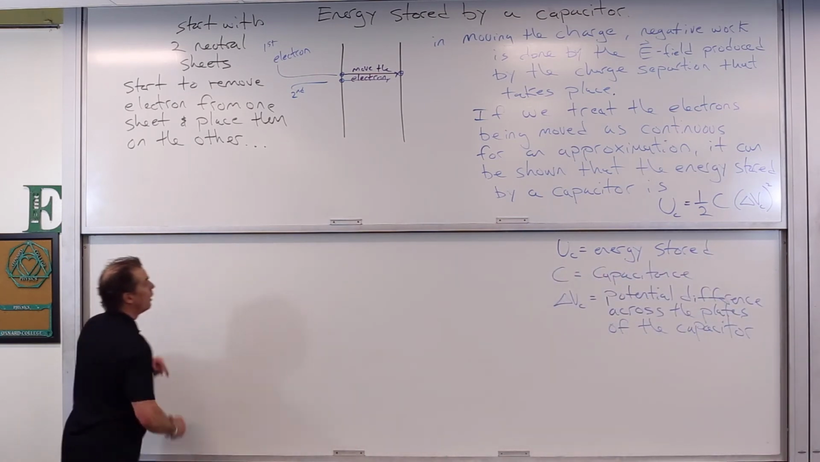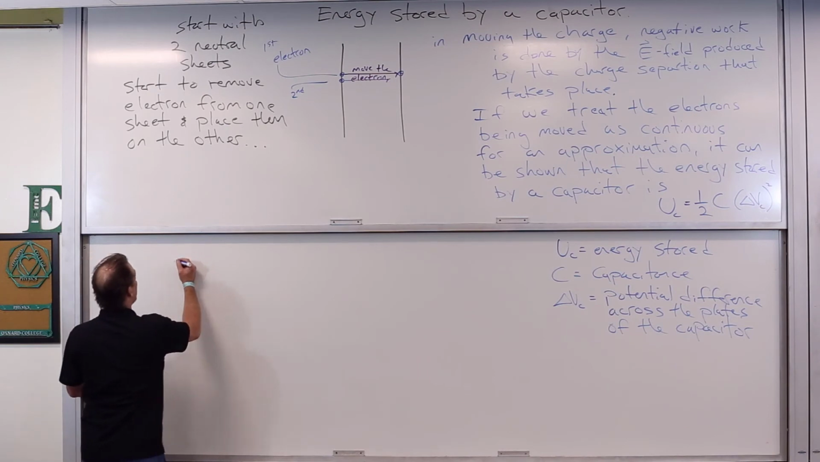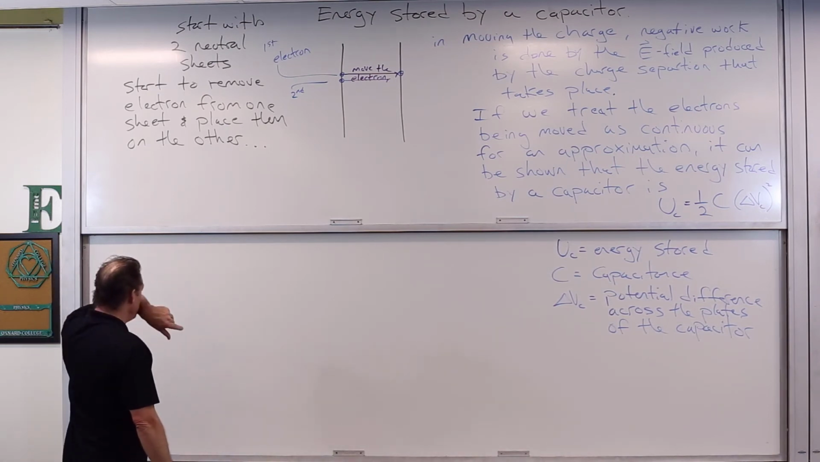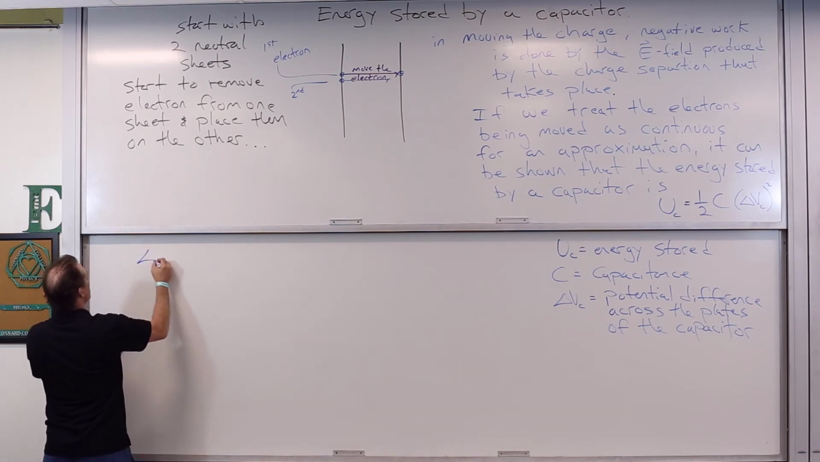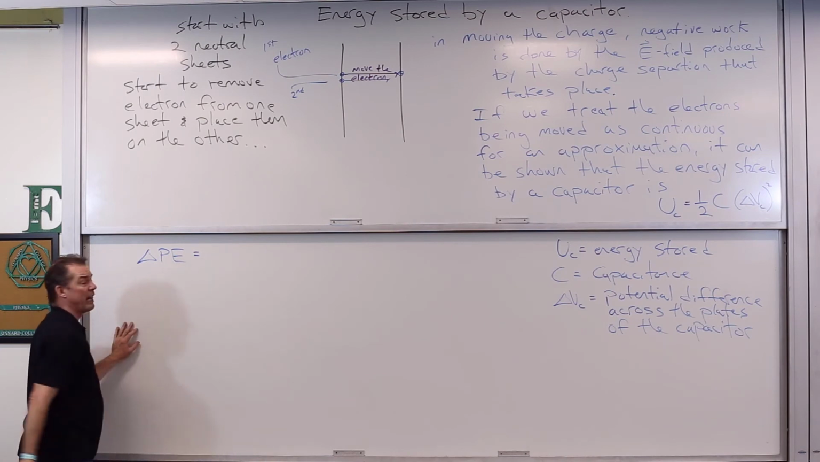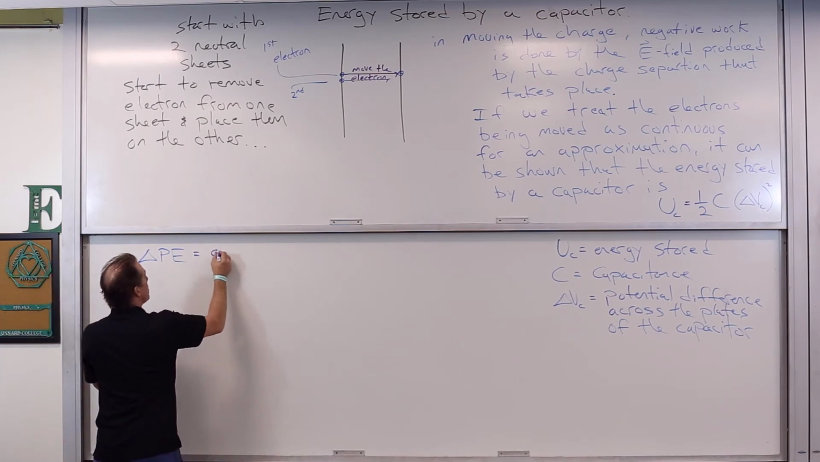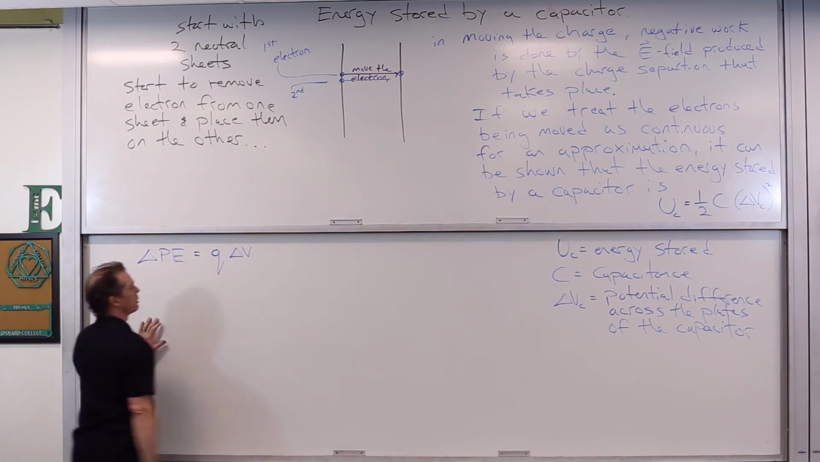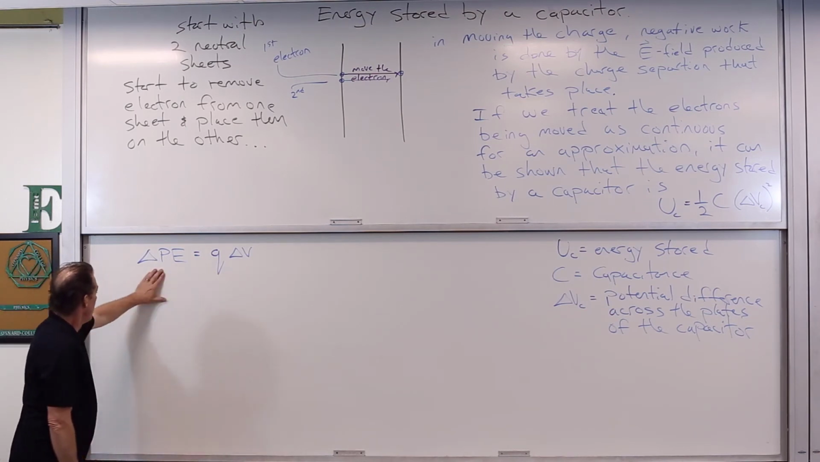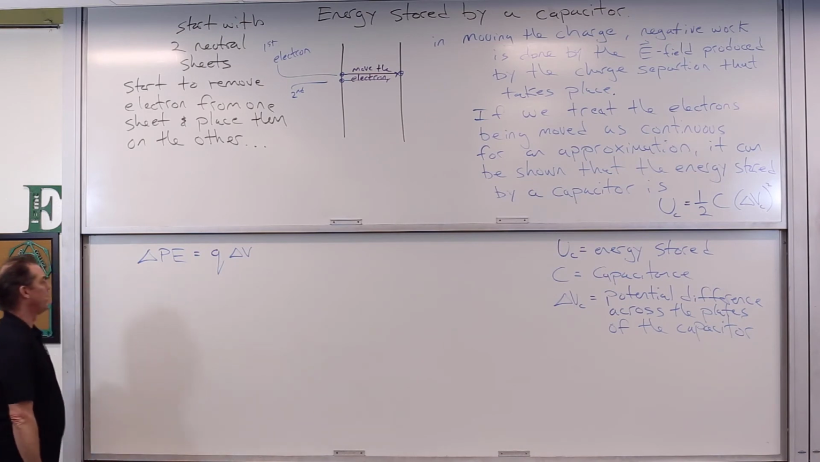So to show how this all works out, what we want to do is say that the energy stored, excuse me, we can go like this. We've got the change in potential energy of a system, again, related back with Q and delta V, right? So that's through the definition of potential difference: change of potential energy per unit charge.